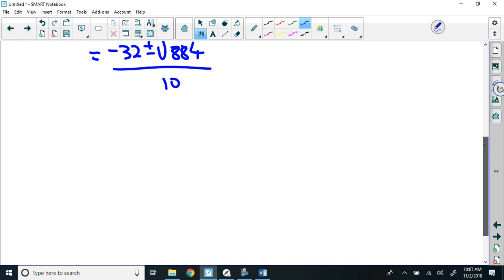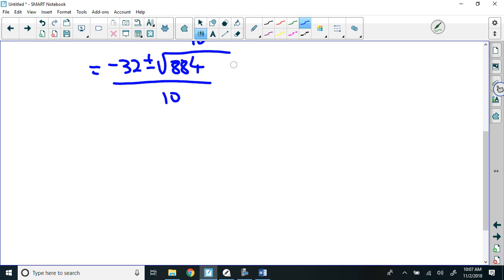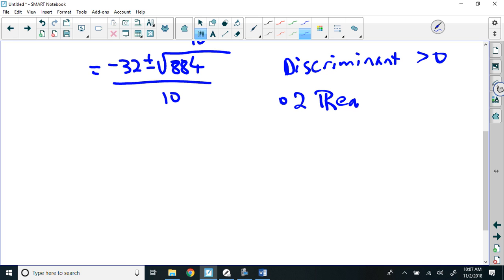But in this case, one thing we know for sure is that our discriminant is greater than 0. And our answers, they're both going to be what kind of answers? They're going to be 2 real solutions. It doesn't tell us if they're going to be rational or not. 884, that's not a perfect square, is it?